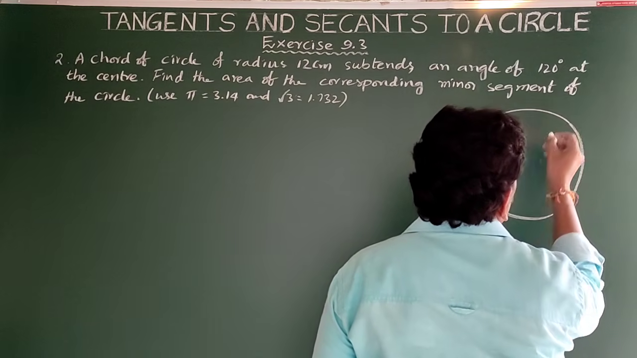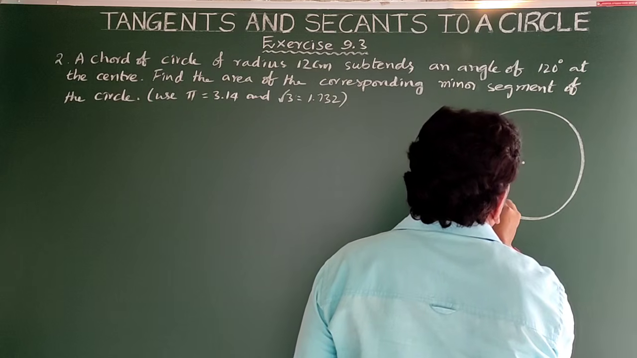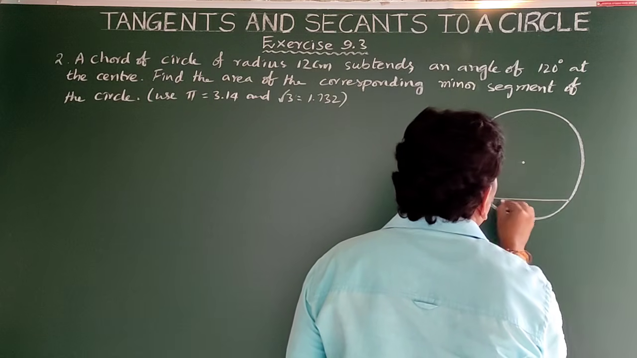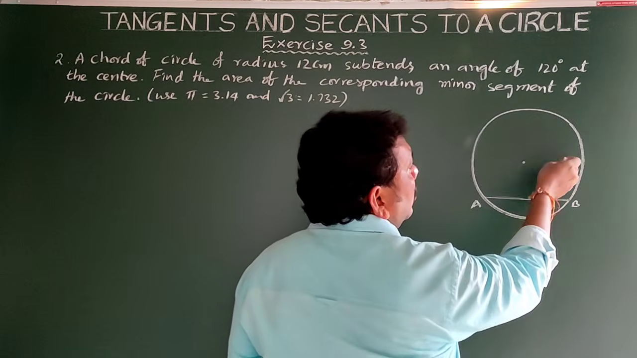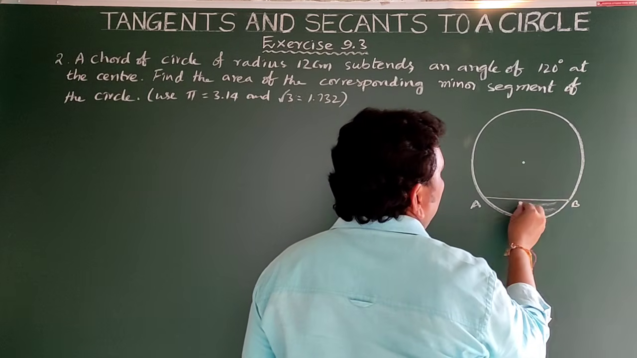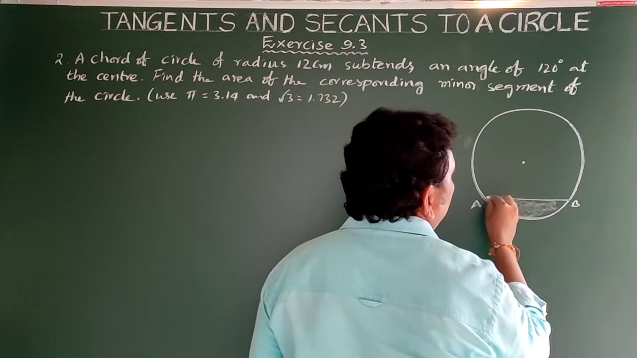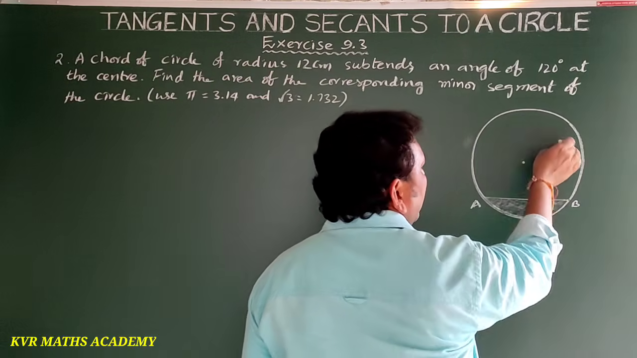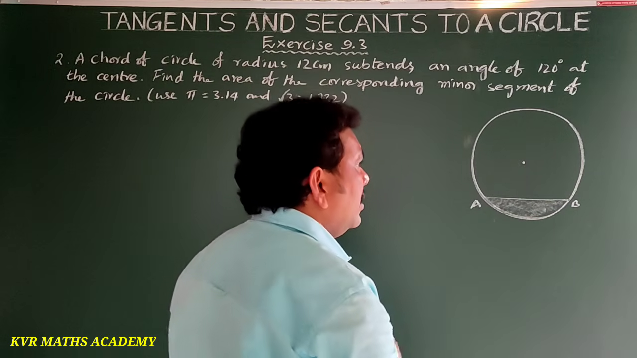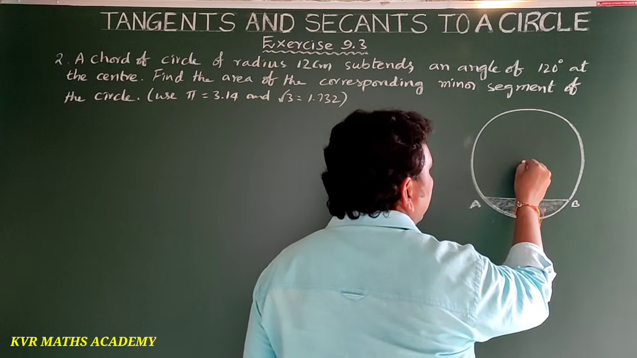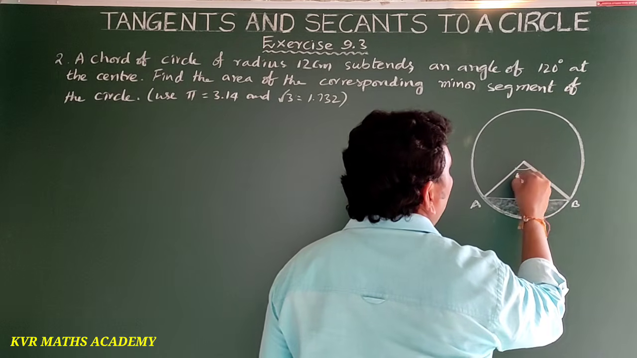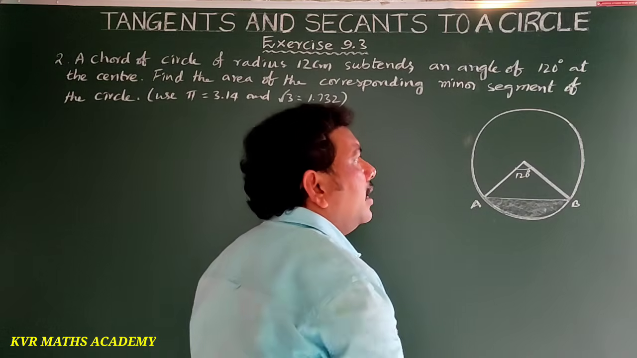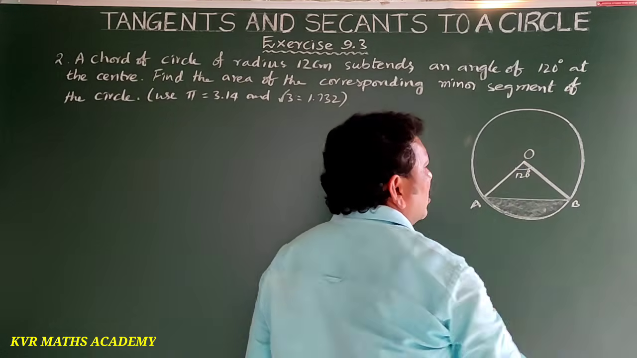Yes, this is the circle of center O. Suppose AB is a chord. Divide the circle into two segments. This is the minor segment and this is the major segment. Next, angle at the center. Angle subtends an angle of 120 degrees at the center. Right? This is center of the circle is O.